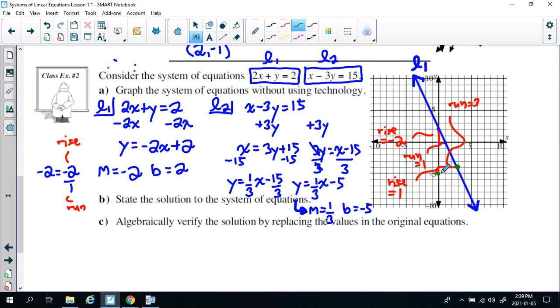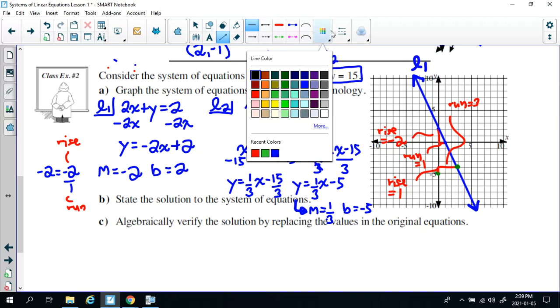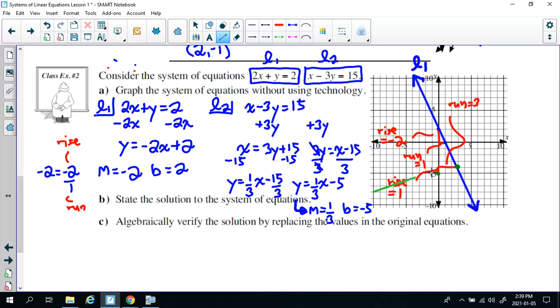Okay, so we got my 2 points. Let's grab a straight line now and connect those dots as best as I can. Okay, let's see if I can do it. So connect the dots here, and then something like that. Okay, and then we'll just draw arrows at the end, and we'll call that line number 2.